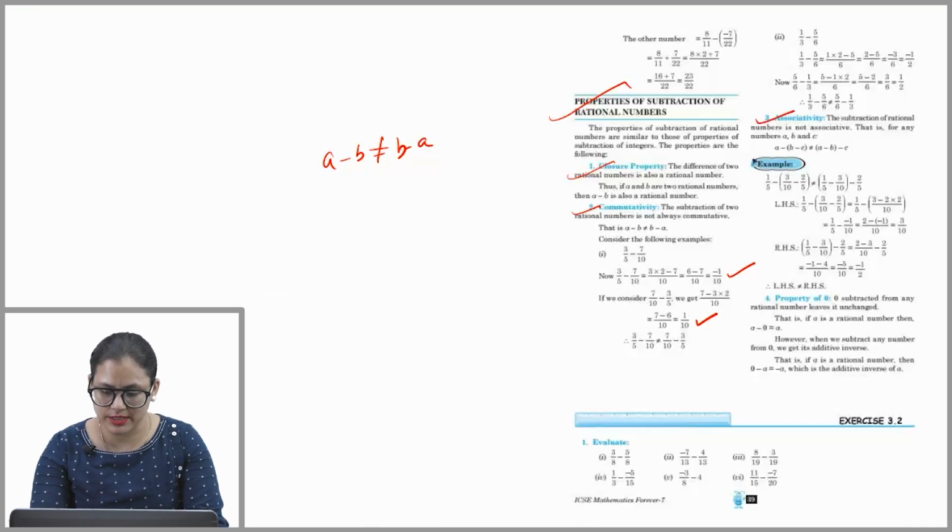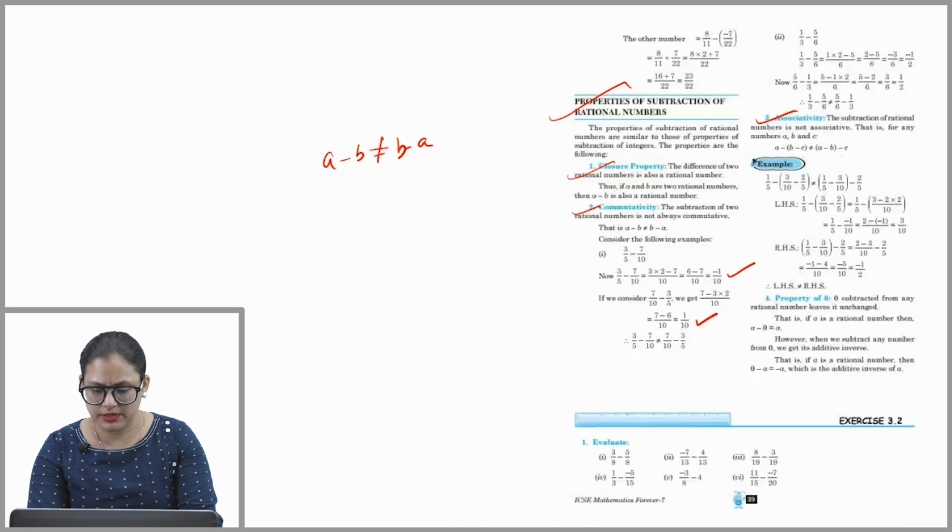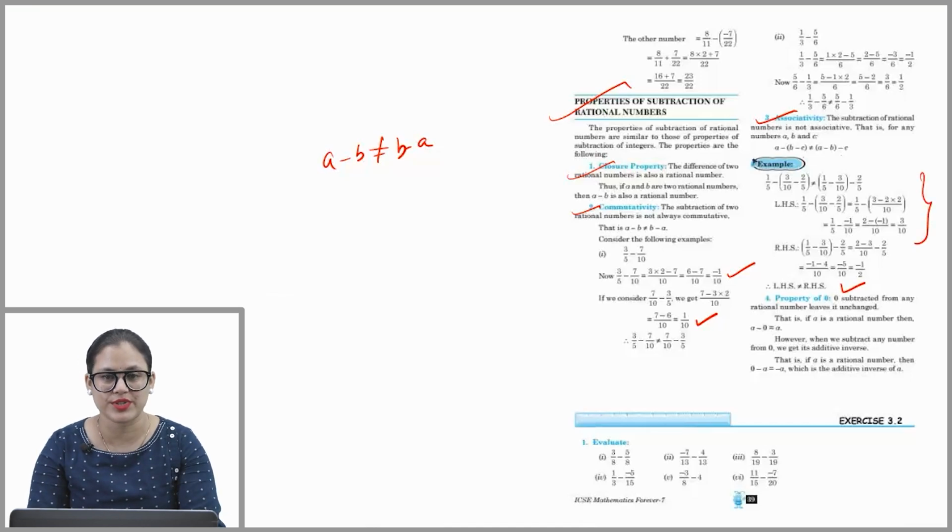Number 3 is associativity. The subtraction of rational numbers is not associative. That is, for any numbers a, b and c, a minus (b minus c) is not equal to (a minus b) minus c. Here in this example, we can see that LHS is not equal to RHS, right?